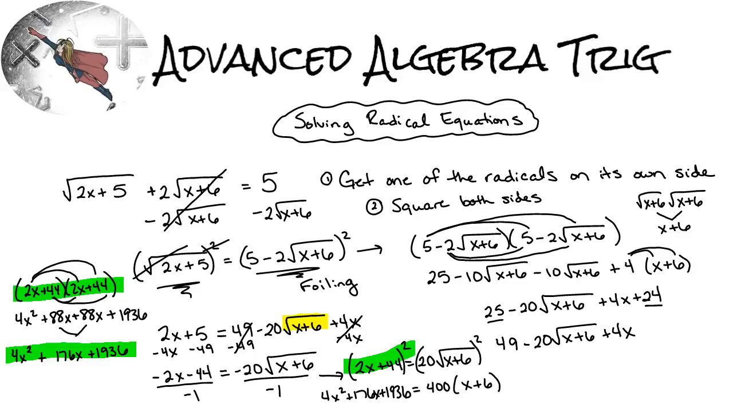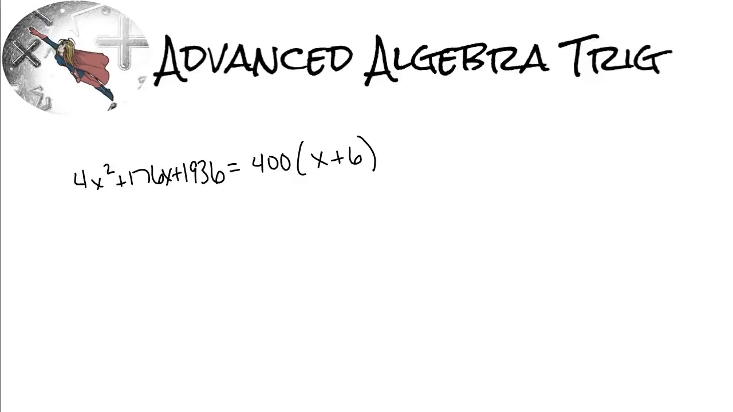And I have that. Okay, now I need to work on this equation. Let's move this to a new sheet of paper here. Okay, so let's start cleaning up this equation. 4x squared plus 176x plus 1936. Distribute the 400.